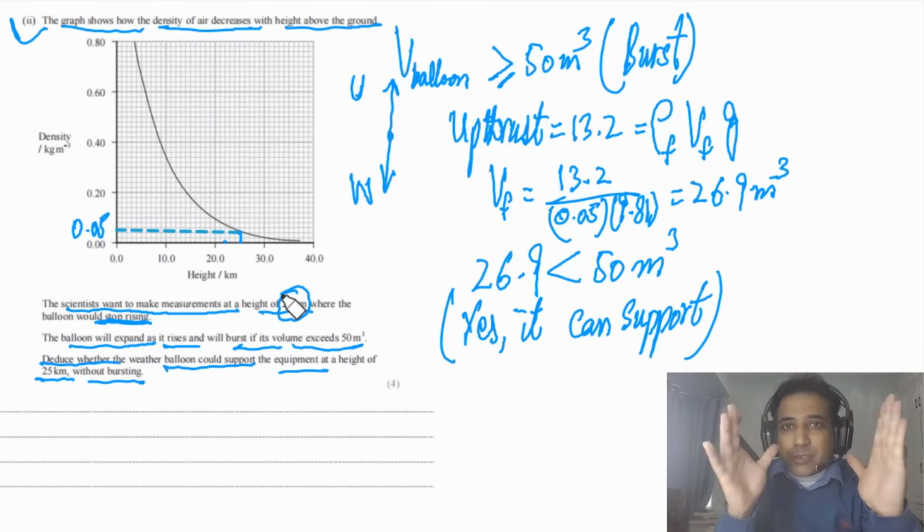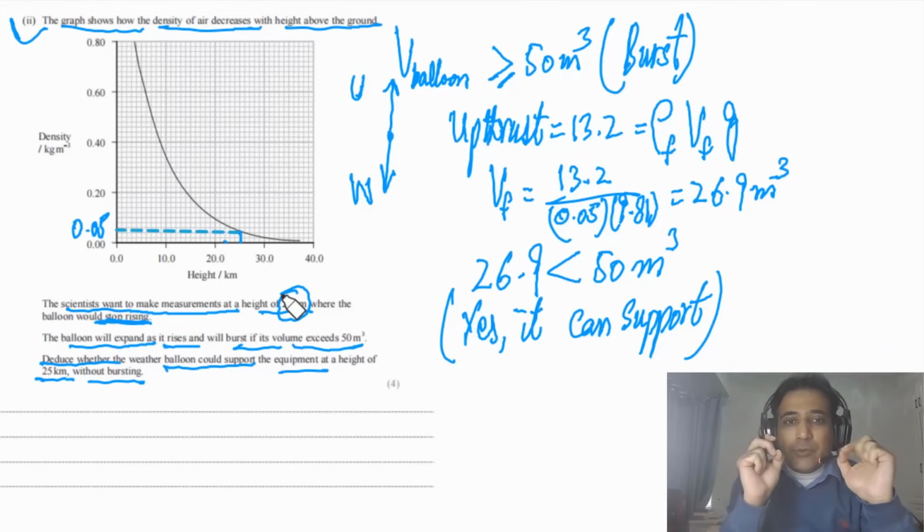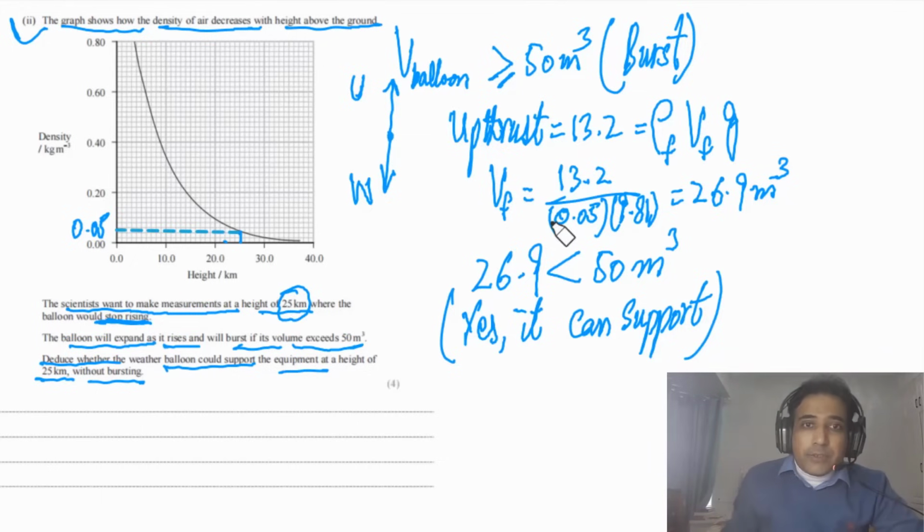A practical question, a beautiful question. I hope this one is clear to you. This question has 4 marks. So if you have written these points, you will get 4 marks.